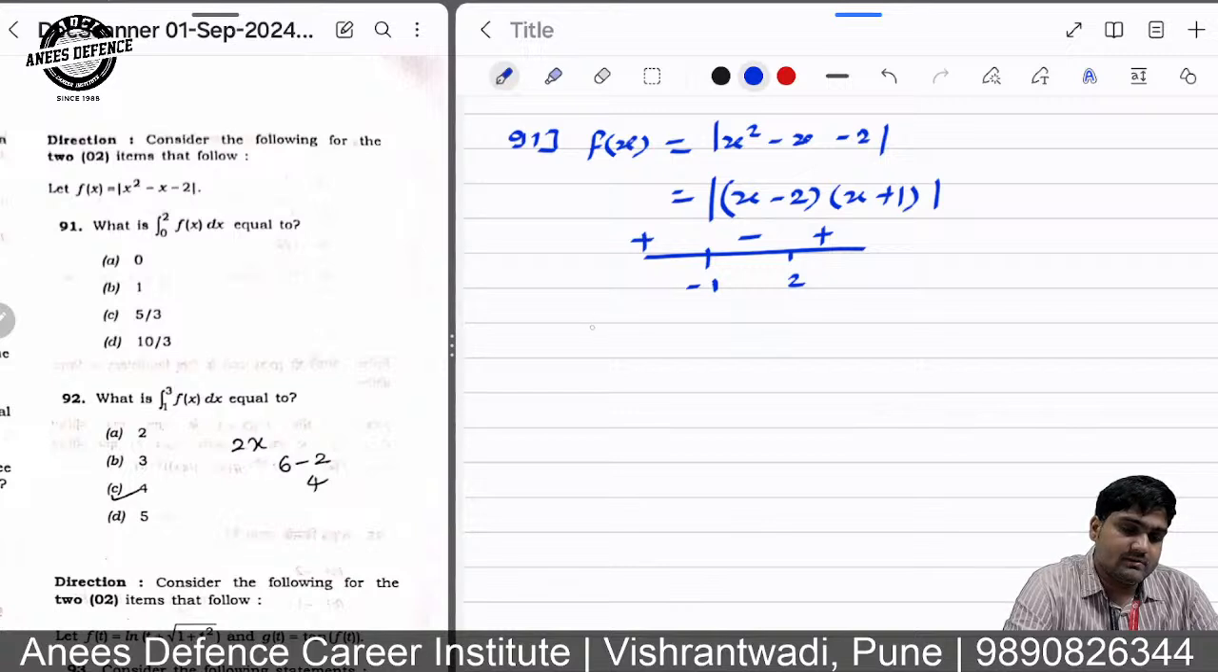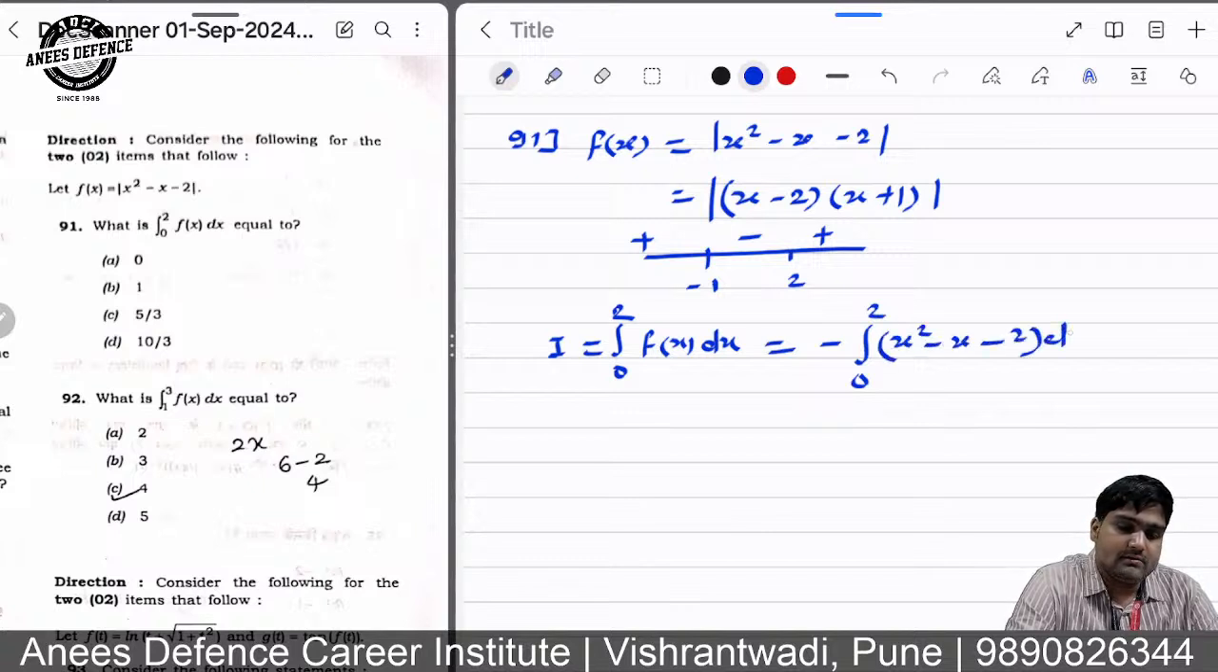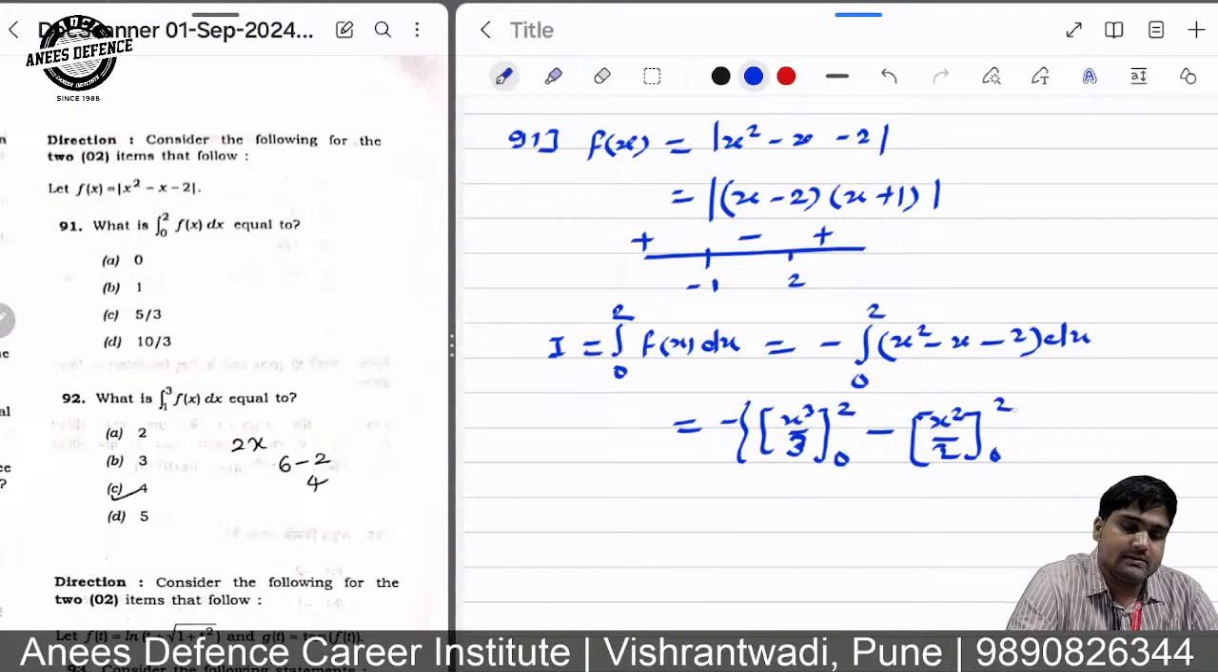In the first part, we need to integrate the function from 0 to 2, f of x dx. As we can see, in between 0 to 2 the modulus function gives a negative result, so take the negative outside: minus integral 0 to 2 of x square minus x minus 2 dx. Now integrate these functions from 0 to 2. The integral of x square is x cubed by 3, the integral of x is x square by 2, and the integral of 2 is 2x, all from 0 to 2.